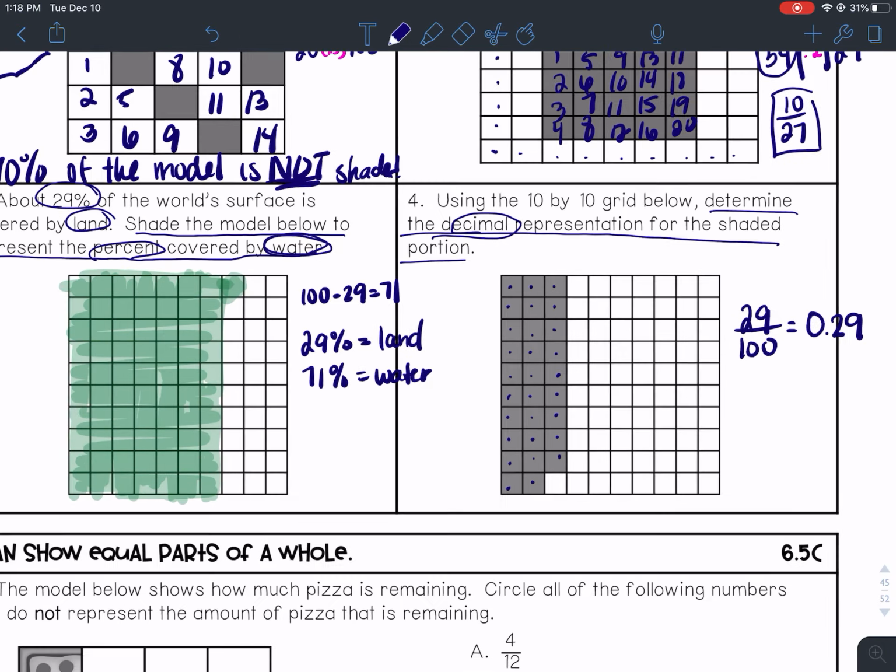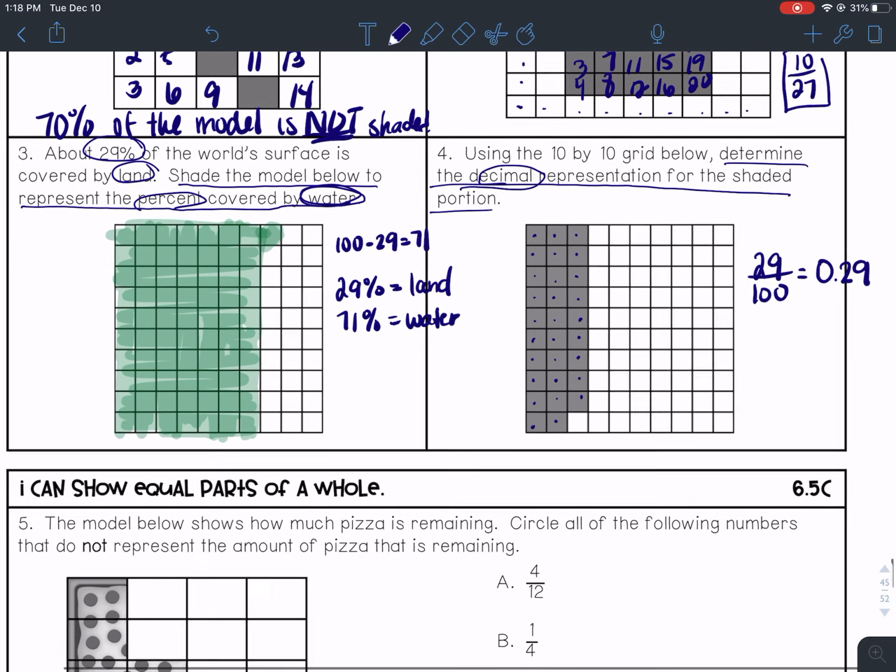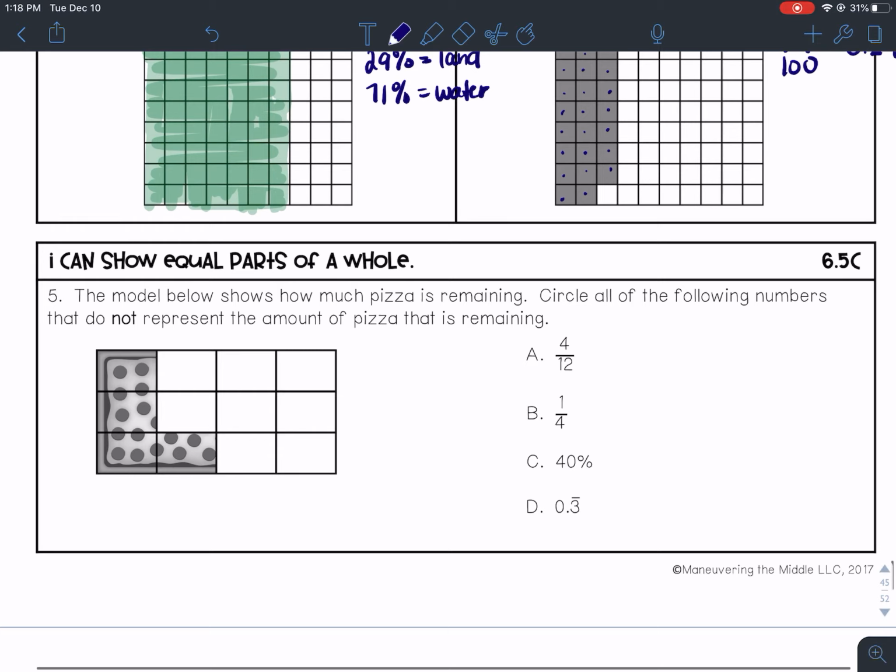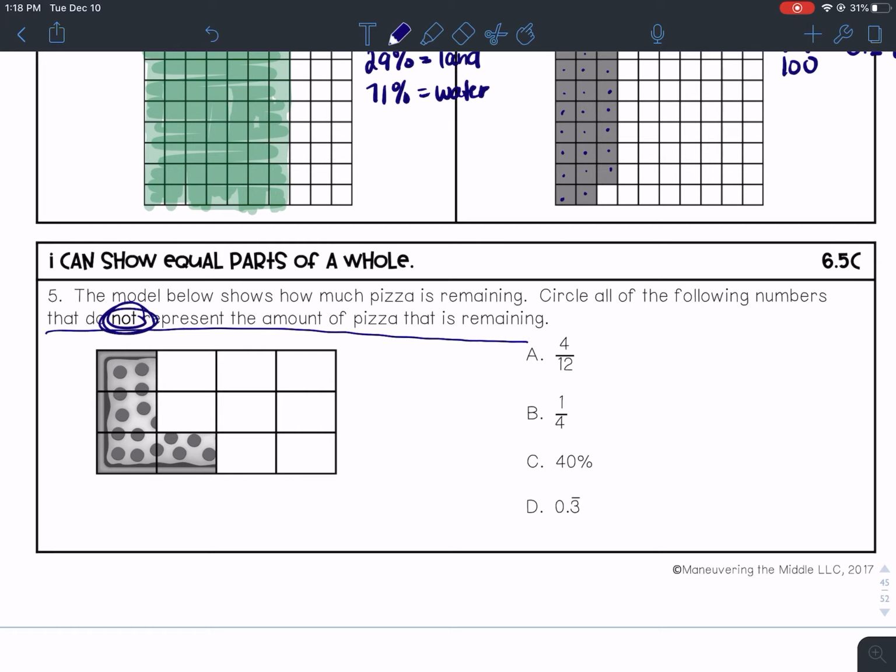Okay, number 5. Number 5 was kind of a weird question. So it says, the model below shows how much pizza is remaining. Circle all of the following numbers that do not represent the amount of pizza that is remaining. Okay, so I want to see which ones do not represent. Well, first let me show what does represent, right? Okay, so like we've been doing in the top, what is the fraction that has pizza?